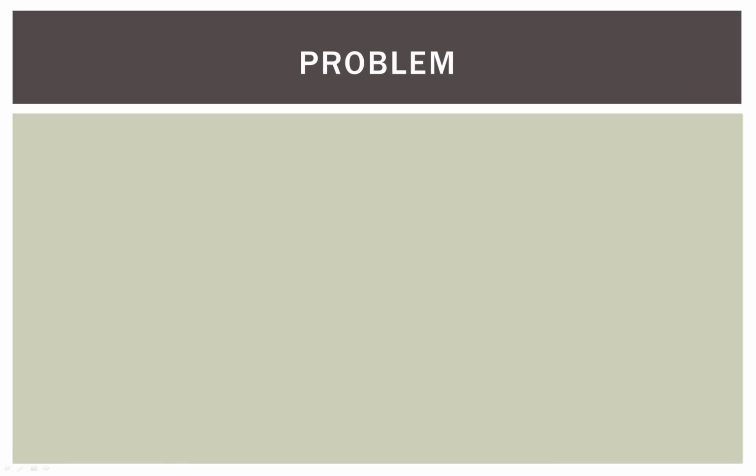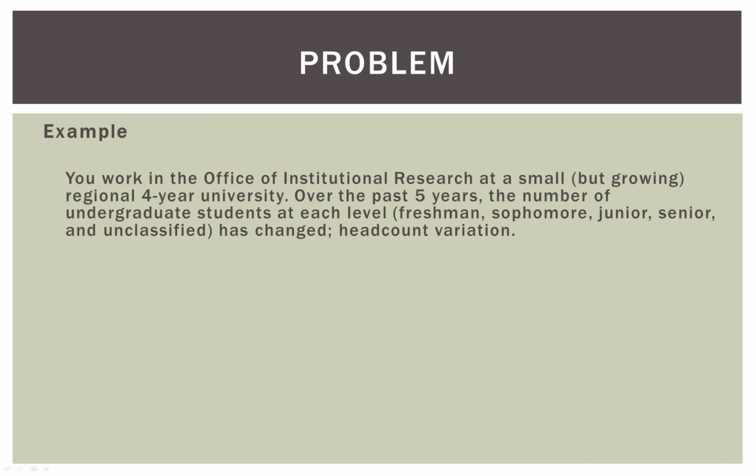Now again, this problem will be solved in the next video. In this video, I will actually be doing a simple example that we will then apply to this more complex problem. So we'll see this more again in part 2. So you work in the Office of Institutional Research at a small but growing regional 4-year university. Over the past 5 years, the number of undergraduate students at each level, so freshman, sophomore, junior, and senior, and then we have unclassified students, which are sometimes high school students or others, has changed. So we have had variation in our student headcount over this 5-year period.